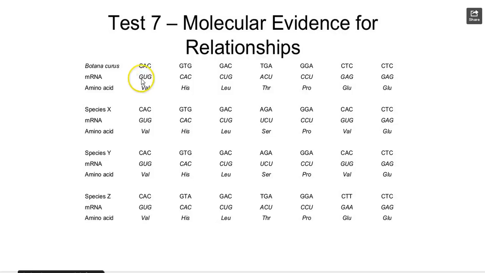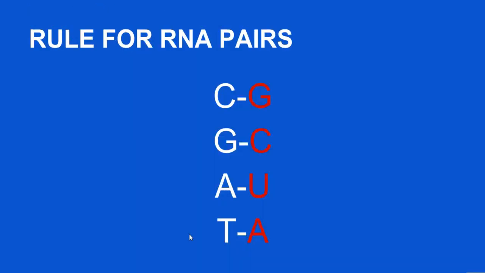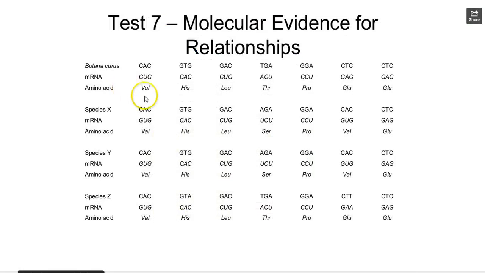So you look for GUG of the RNA in the chart. GUG is found here, so the amino acid is VAL. And that's why they have the amino acid VAL. So here's the completed chart. They give us the DNA strand, we come up with the mRNA strand, and then we use the chart to find our amino acid.